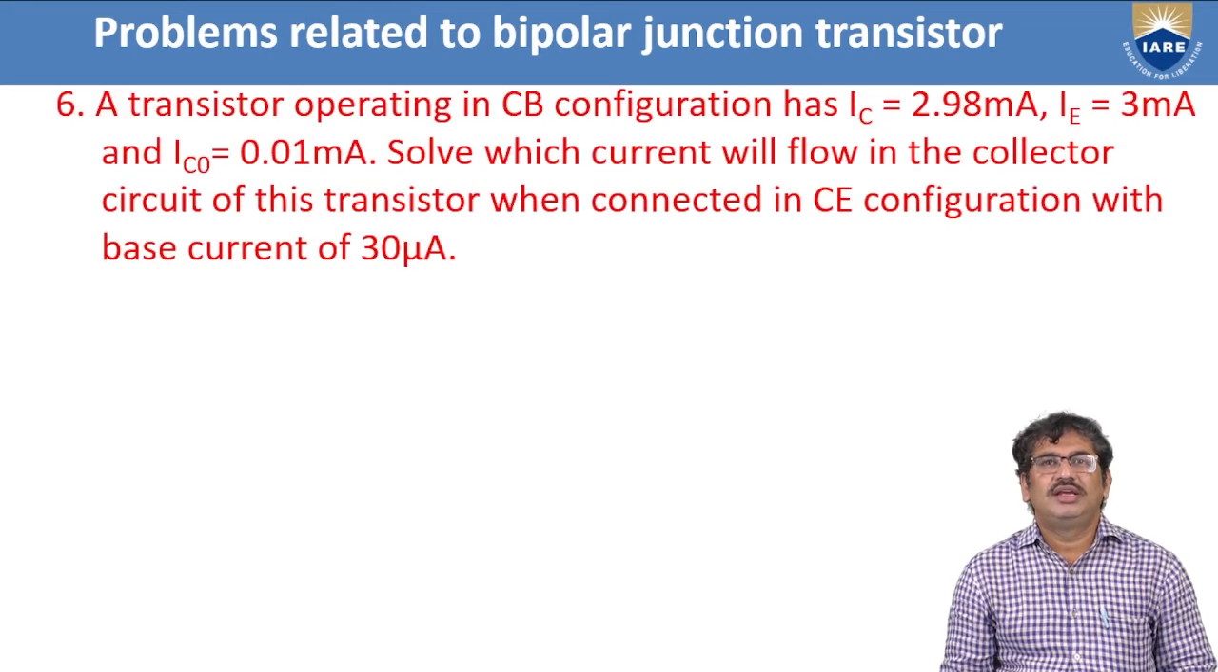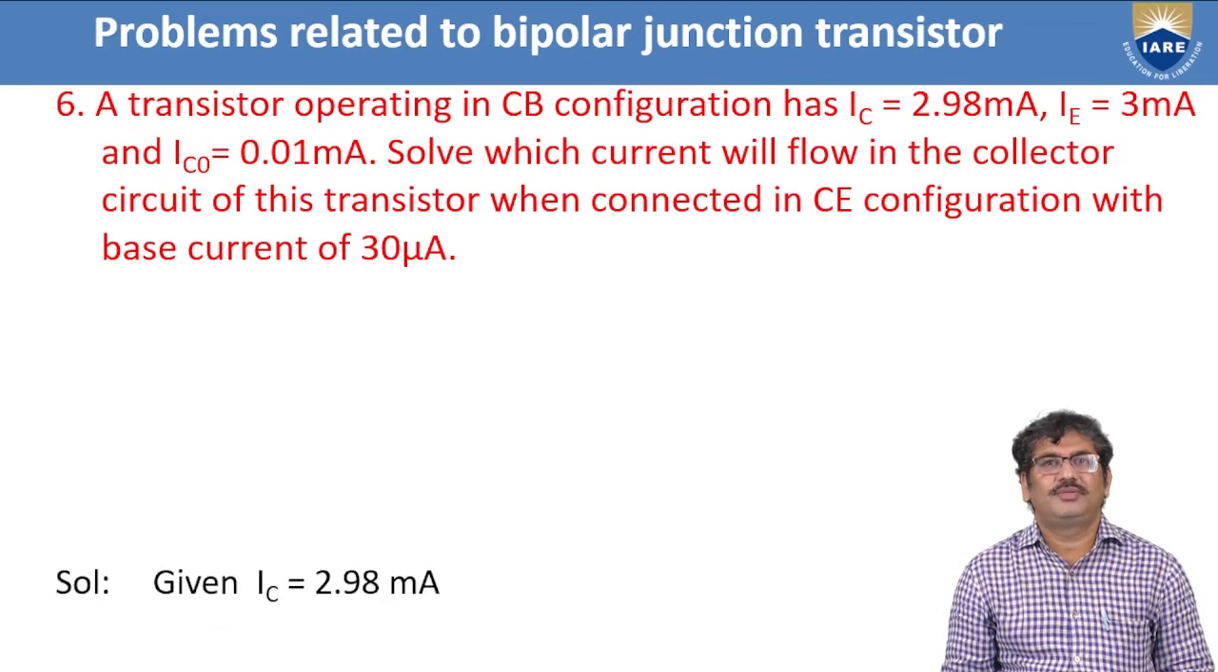The sixth problem: a transistor operating in common base configuration has collector current IC equivalent to 2.98 milliamperes, emitter current IE equivalent to 3 milliamperes, and the reverse saturation collector current ICO equivalent to 0.01 milliamperes. Solve for which current will flow in the collector circuit of this transistor when connected in common emitter configuration with a base current of 30 microamperes.